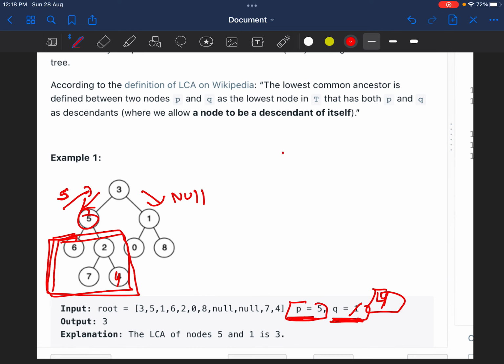So if your right hand side is null, you will directly return the left root. I can say you will directly return the left node.